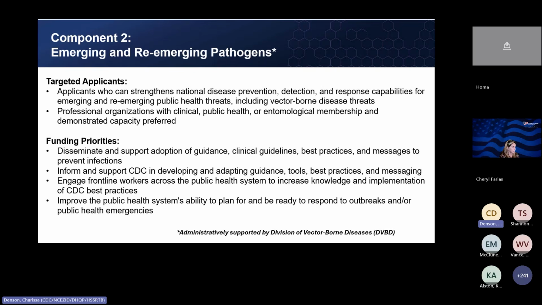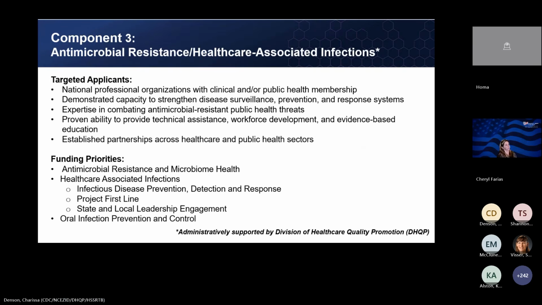I'm Michael Craig. I'm the Director of the AR Coordination and Strategy Unit, as well as the Deputy Division Director for the Division of Healthcare Quality Promotion. I'm going to talk about Component 3. This one covers AR and healthcare-associated infections. Building on DHQP's missions and the capabilities we're seeking in applicants, we're going to talk about the broader impact of this funding and what it's designed to achieve.